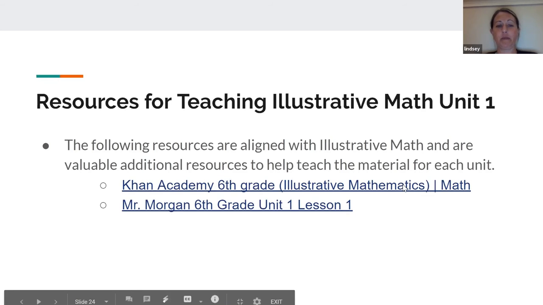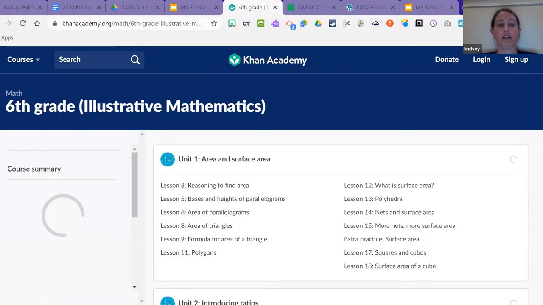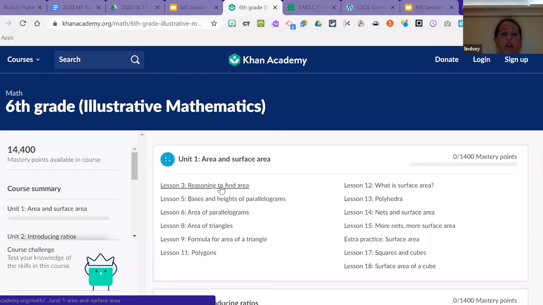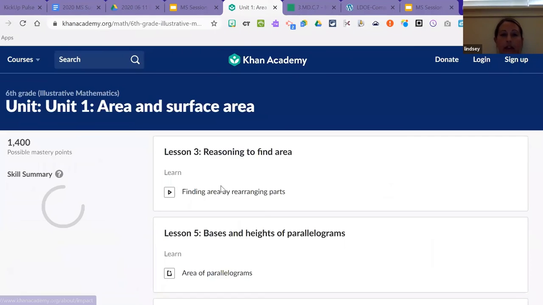If you just type in Khan Academy 6th grade Illustrative Math, Khan Academy has a whole curriculum that is aligned with Illustrative Math. So Latoya, if you'll click on that, I'll show them what it looks like. All right, so this is Unit 1, and you can click on the lessons. If you notice, they don't have anything for lessons 1 and 2. A lot of the lessons that are missing on the Khan Academy Illustrative Math are the same lessons that we skip on our scope and sequence. So if you'll click on lesson 3, you can see how it's laid out.